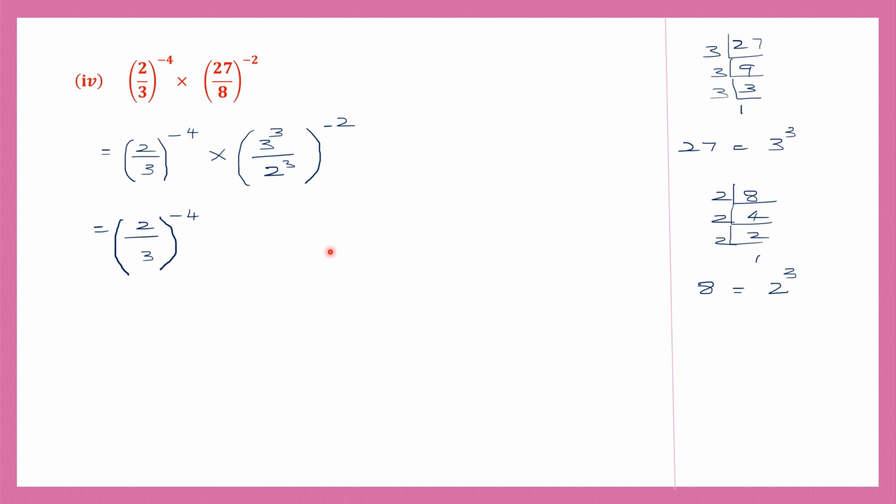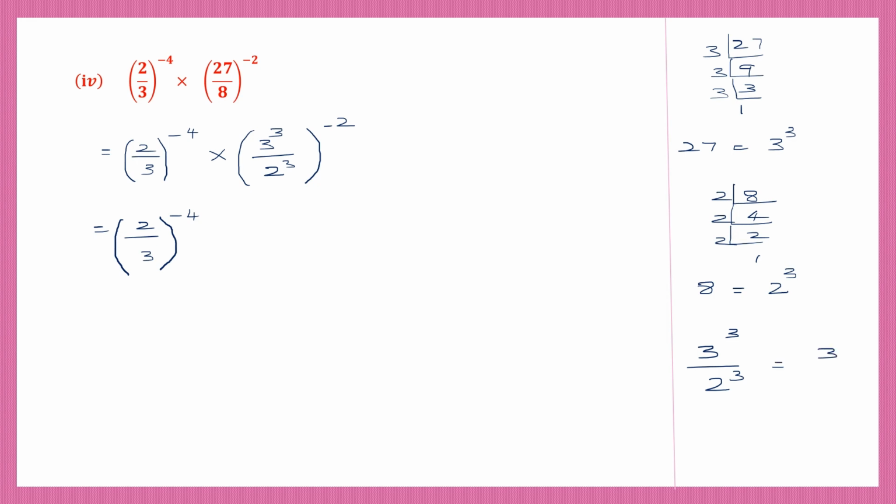Now look at this one here. Now 3 raised to the power of 3 by 2 raised to the power of 3. Can you see both are raised to a common power? So we just learned that law which said that if we have a common power, we can write it like this. That is 3 to the power of 3 by 2 to the power of 3.